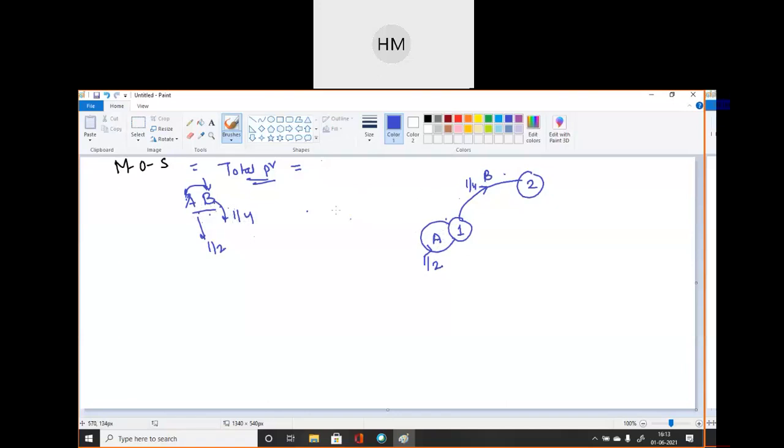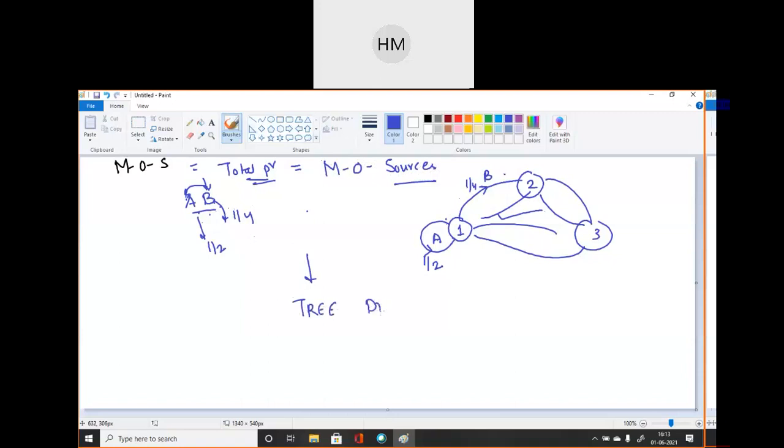Now this diagram will be given to you, the one we saw as figure 3. This diagram will always be given to you. Now the next step is to draw a tree diagram for these Markov sources. We have to draw a tree diagram.